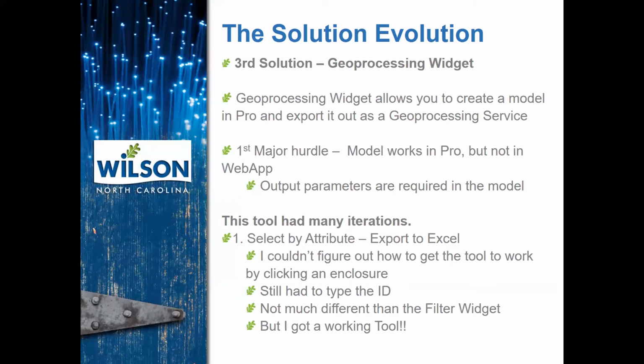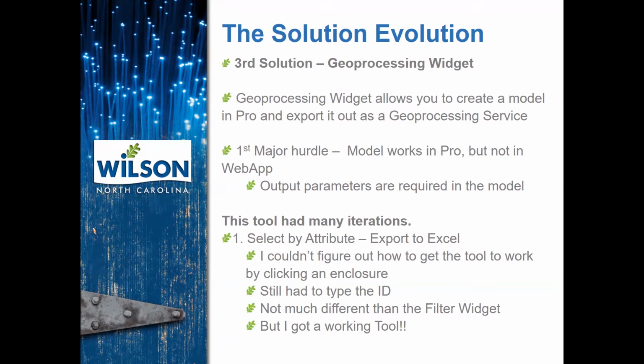Nothing was happening. And so my first major hurdle that I had to overcome with that is understanding that models in Pro don't function the same way for the geoprocessing widget. So there are little things that you have to change, like the output, and I'll show some of these examples in a minute. The model in Pro just functions a little bit differently.